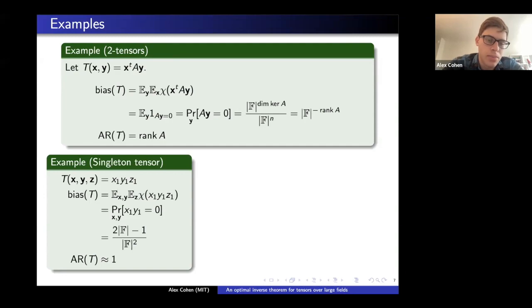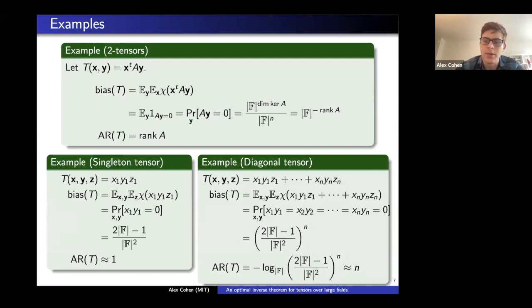If we first put in the vectors x and y and then put in the vector z, then we see that the expected value over z is going to be 0 unless x1 times y1 equals 0, in which case the expected value over z is 1. So it's just the probability that x1 times y1 equals 0. And we can just count the number of times that occurs and see that it occurs with probability 1 over the size of the field F, leading to an analytic rank of 1, which again is smaller than we would expect in general. It kind of makes sense because it has just one non-zero entry.